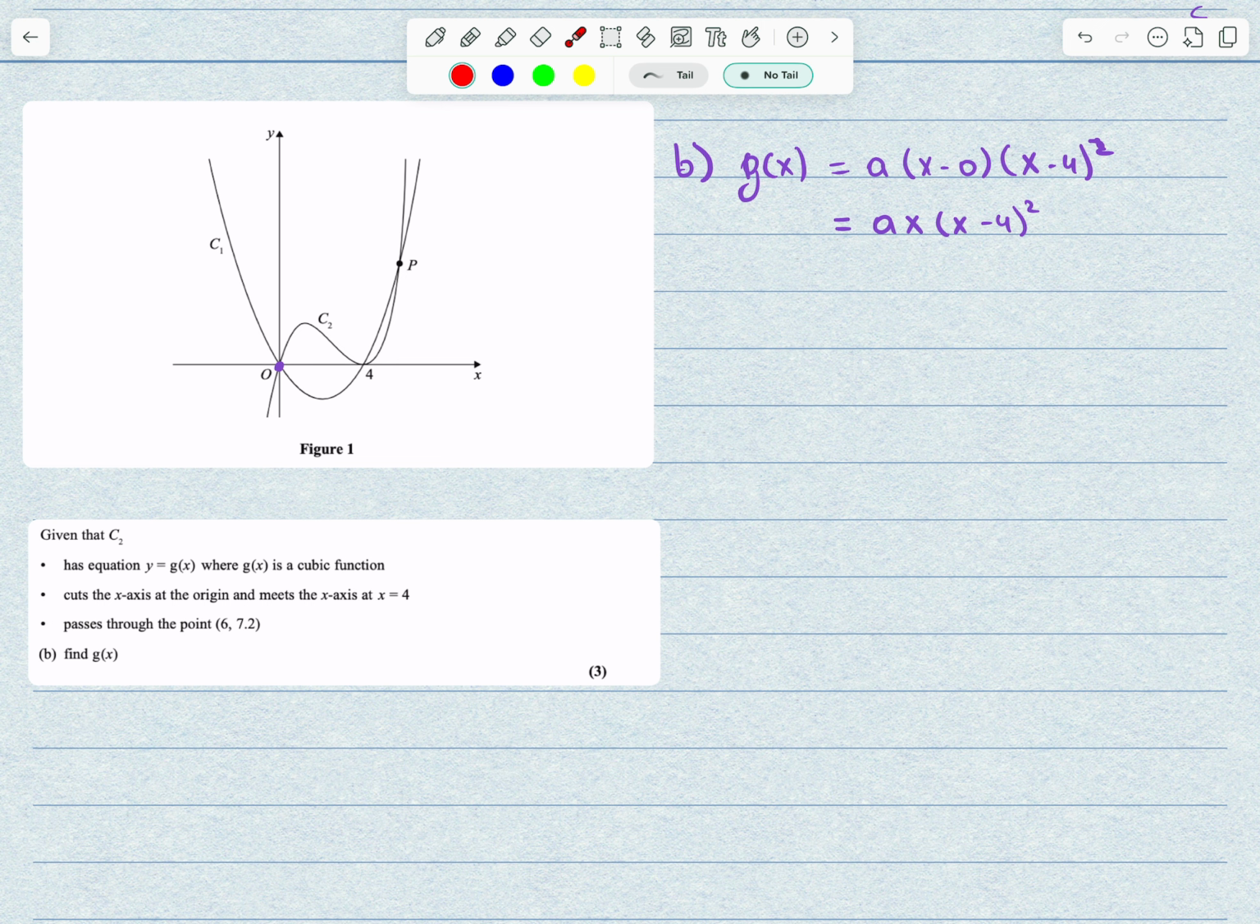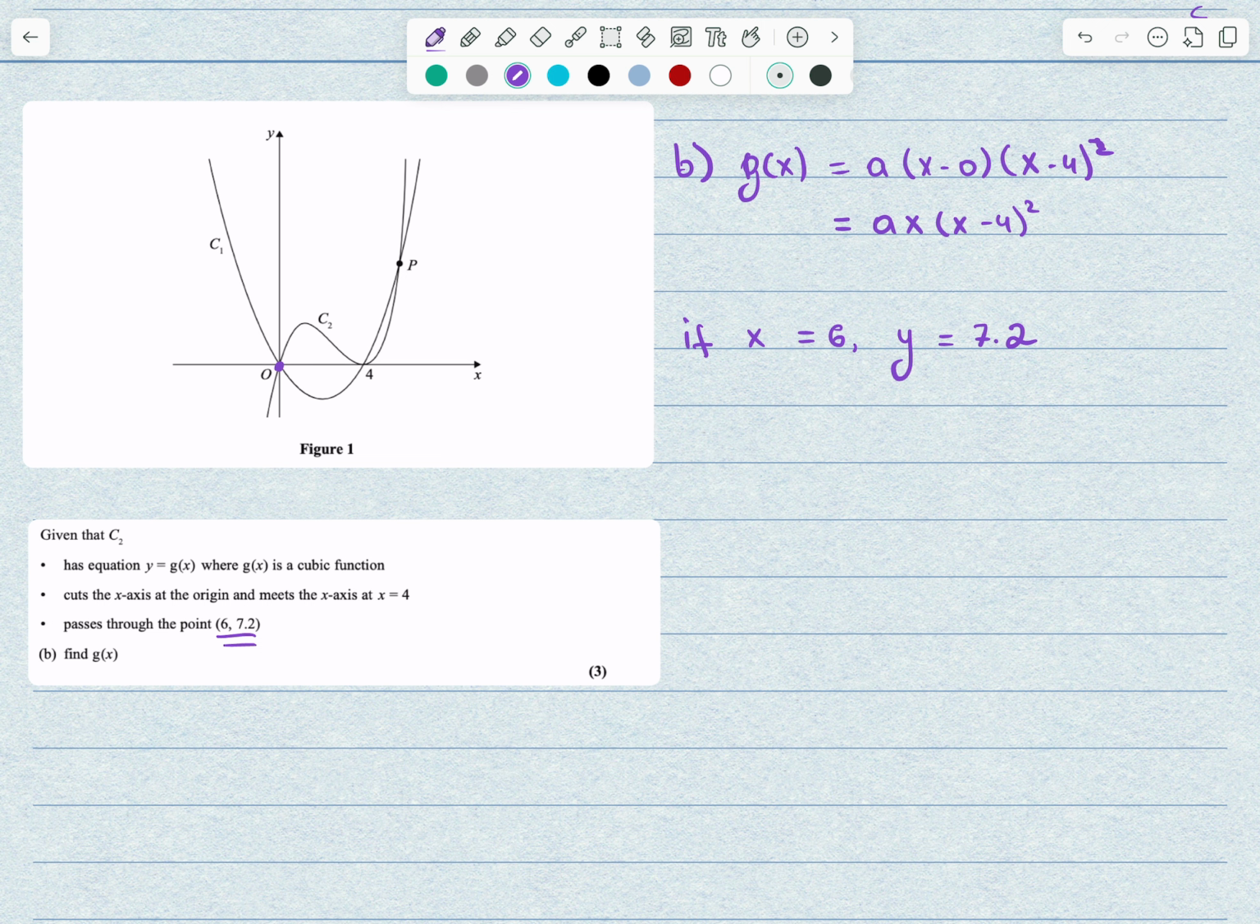That's actually that it has a positive coefficient. X cubed has a positive coefficient. So the last information we're going to be using now says it's passing through 6 and 7.2. Let's just use it. Basically, if x is equal to 6, y will be equal to 7.2.